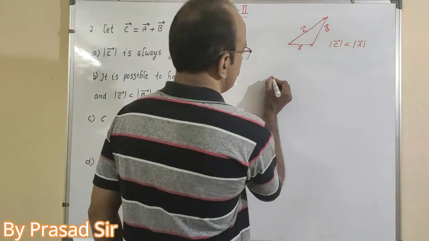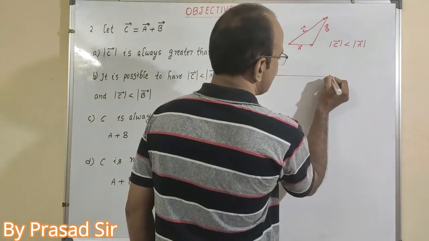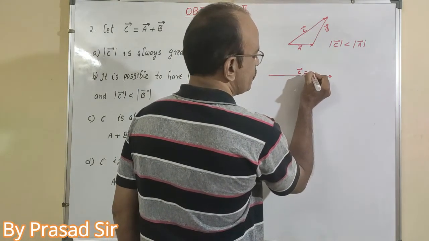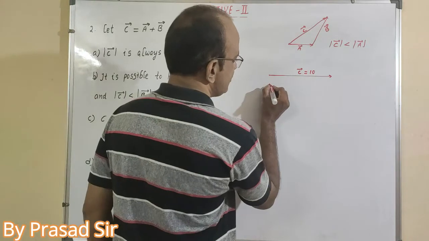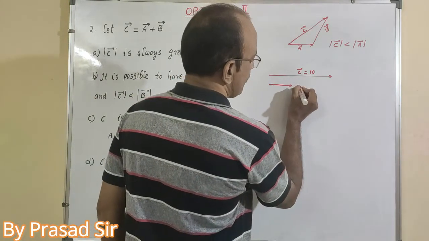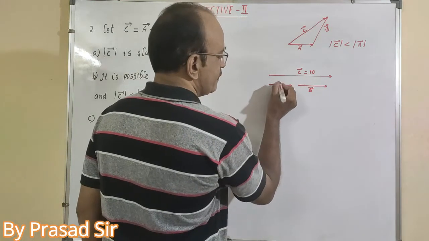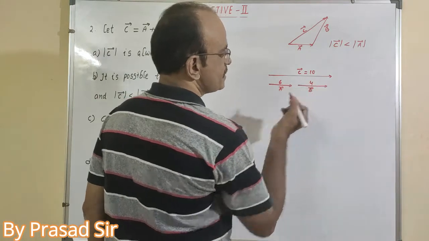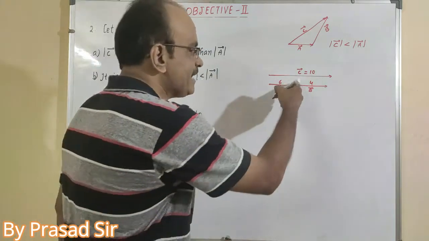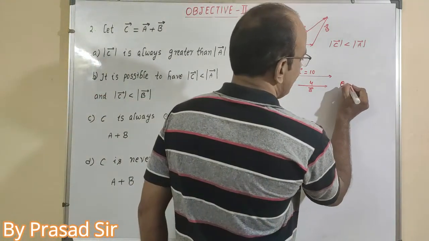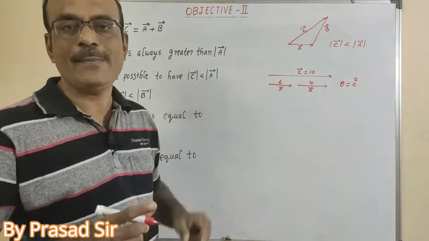Now I will check C and D. First, listen properly. Suppose the angle between the two vectors is 0. Let us consider the C vector has a magnitude of 10. This is the A vector and this is the B vector. Suppose this is 6 and this is 4. The sum of these two vectors equals the third vector, so here it is possible when theta is equal to 0 degrees. Then only C equal to A plus B is possible.